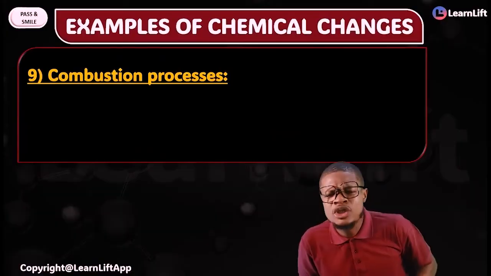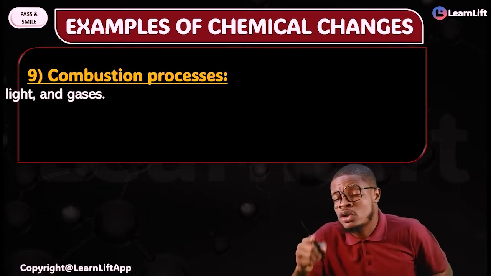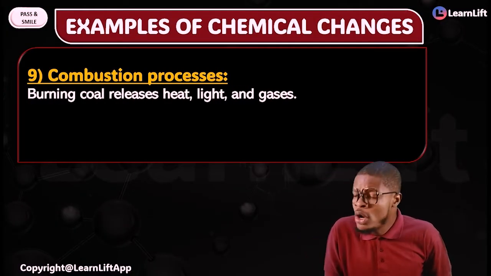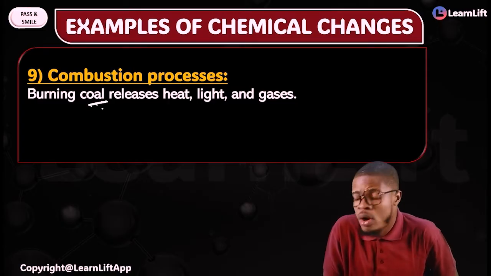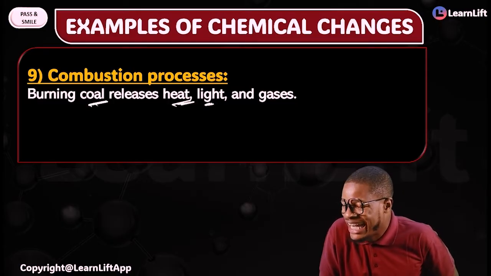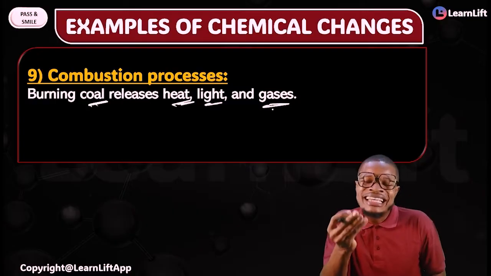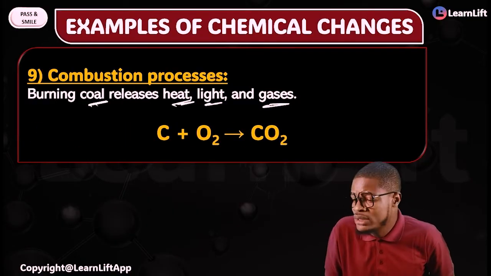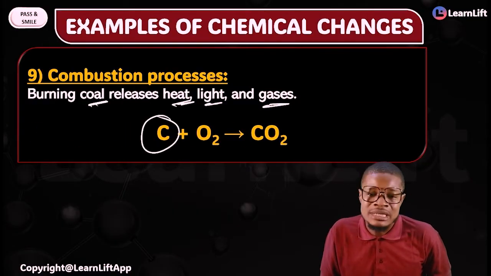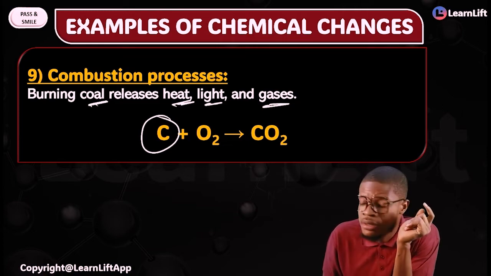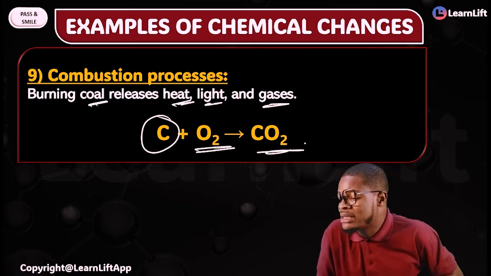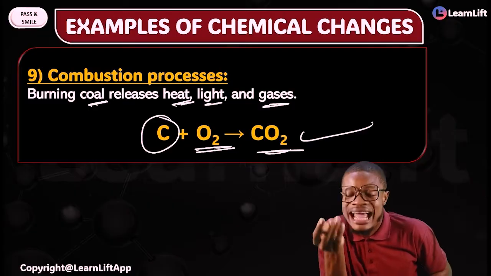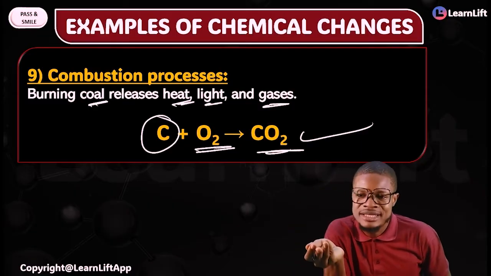Number 9 example is called the combustion process. Combustion is also called burning. And the burning of coal, for example, what will it result in? It will generate heat, light, and gas. Heat, light, and gas. This is what happens there. This is carbon, and that carbon there is coal. When you burn it, what are you going to get? Carbon dioxide gas, heat, and light.